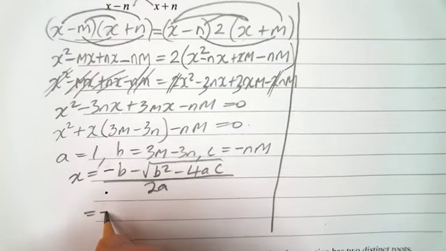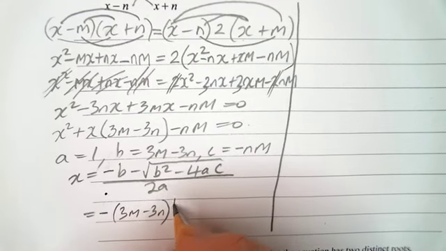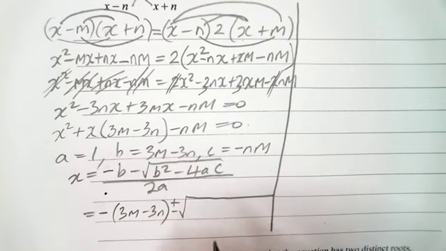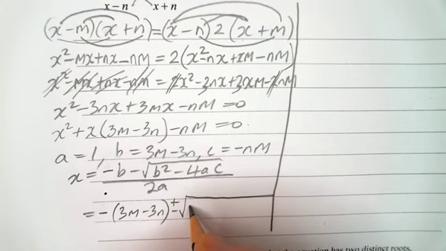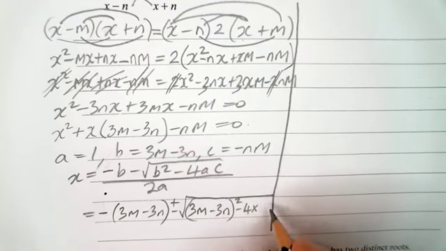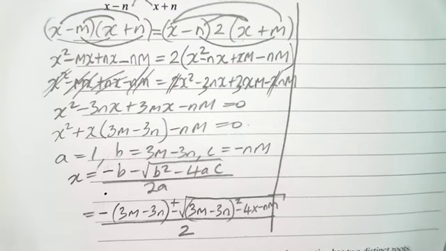So I got 3m minus 3n plus or minus, and we're going to have to fit all this under here somehow. So b squared is (3m minus 3n) squared, minus 4 times a, which is 1, times c, which is negative nm. It goes over there, all over 2a, which is all over 2.